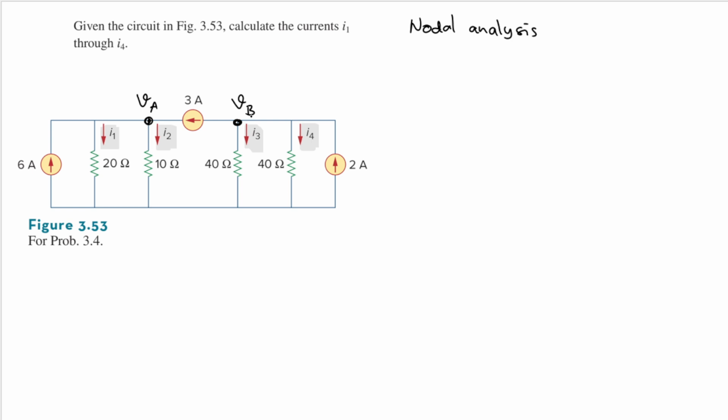Okay, and then let's set the bottommost node here as our ground. And so the voltage here will be 0. The voltage here will be 0.